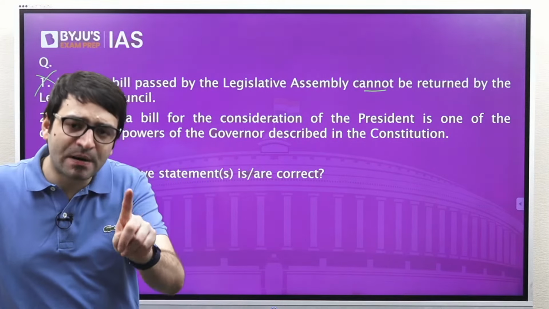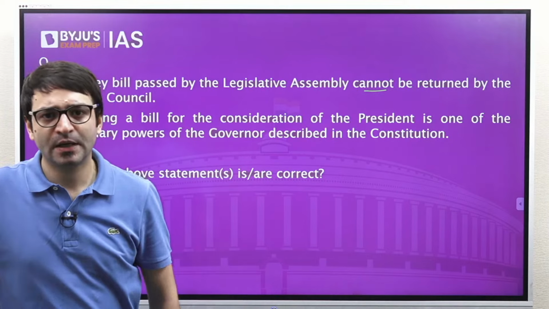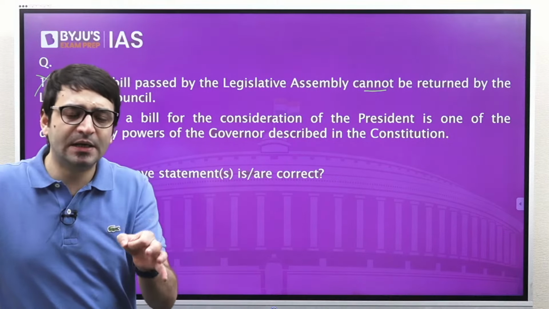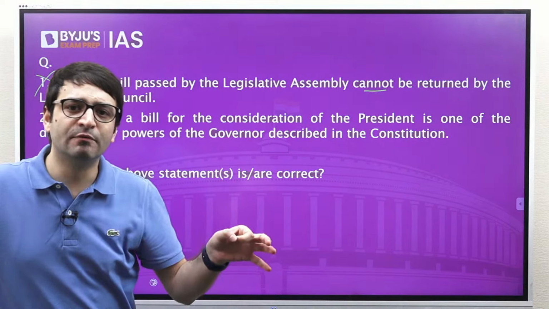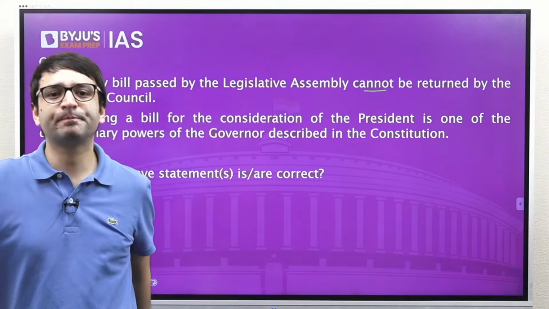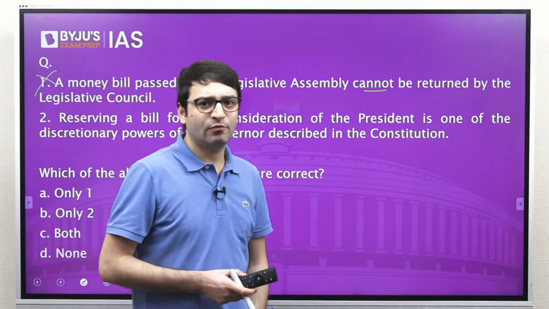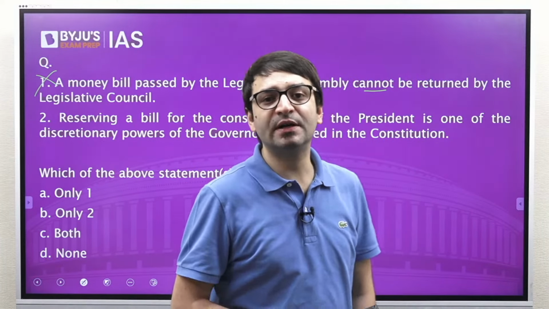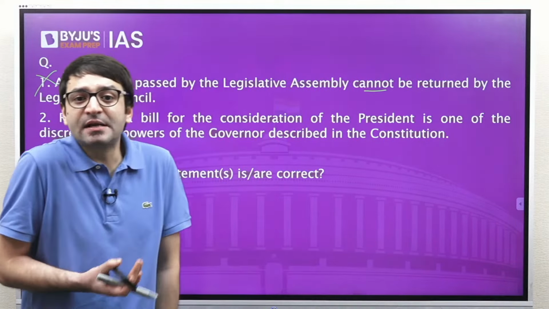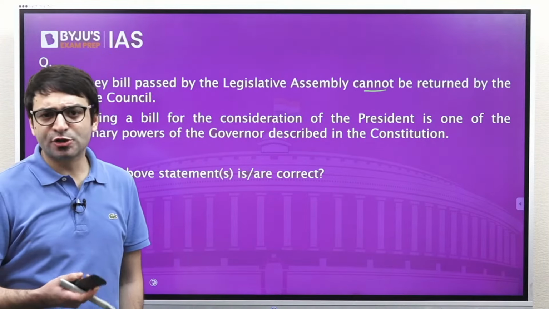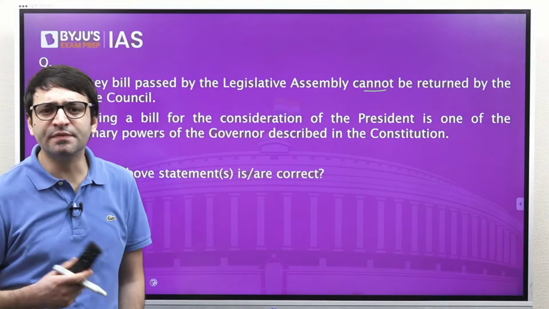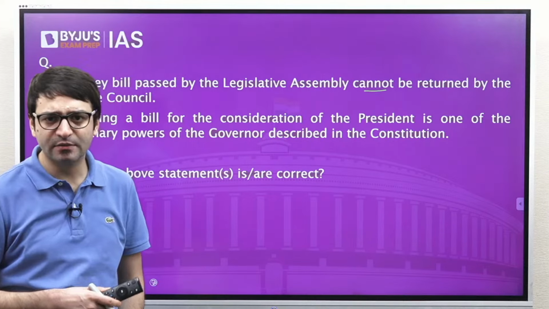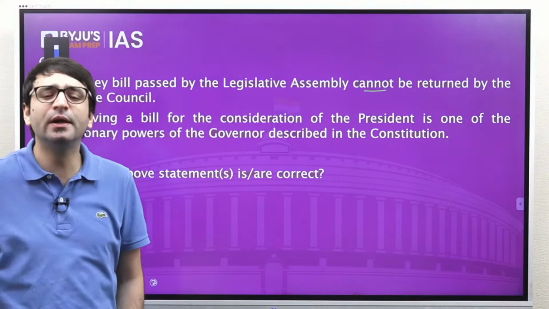But there is another power available with the governor. What governor can do? Governor can reserve this bill for the consideration of the President. A bill, for example, passed by the legislature of Tamil Nadu, sent to the governor for his assent. The governor is not acting on that bill. Some constitutional experts say he should have reserved this bill for the consideration of the President, which he is not doing, or which he was not doing.